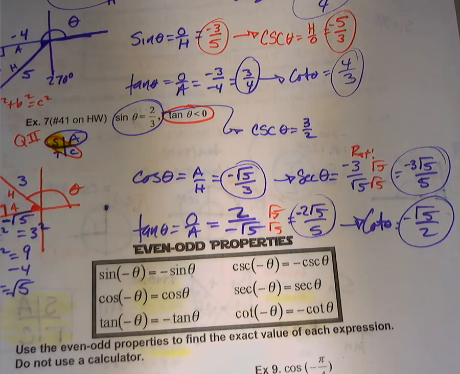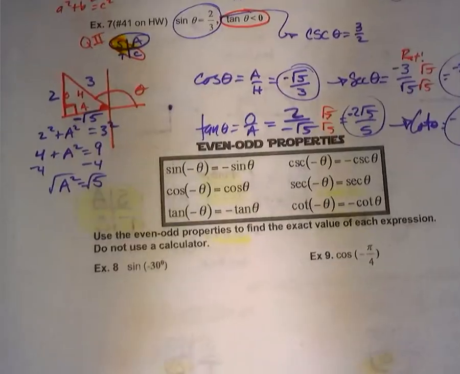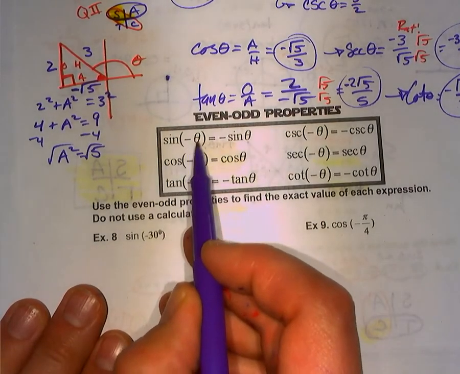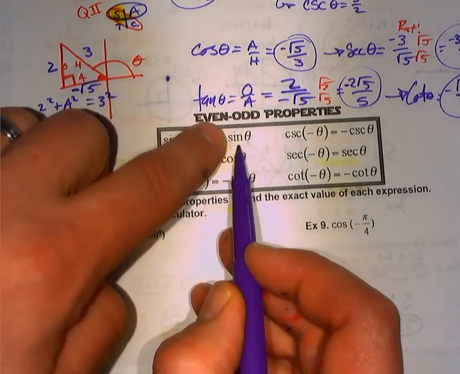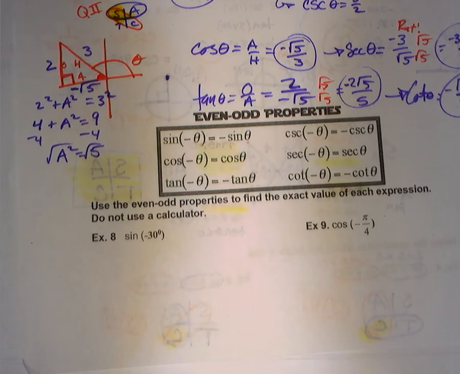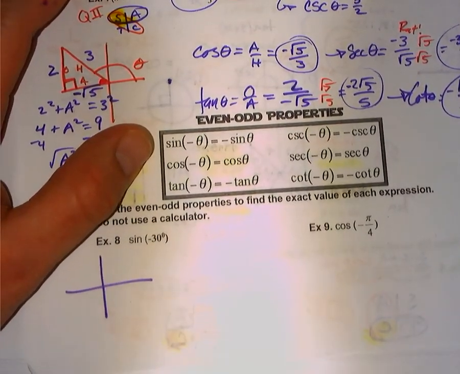Okay. Last but not least are the even-odd properties. I'm not going to make you guys use these even-odd properties, but they're here if you want them. This basically says if I want to find the sine of a negative angle, just find the sine of the angle and put a negative in front of it. That's essentially what it means. For me, I don't think it's important that you use those. Just make your angle in the correct quadrant.